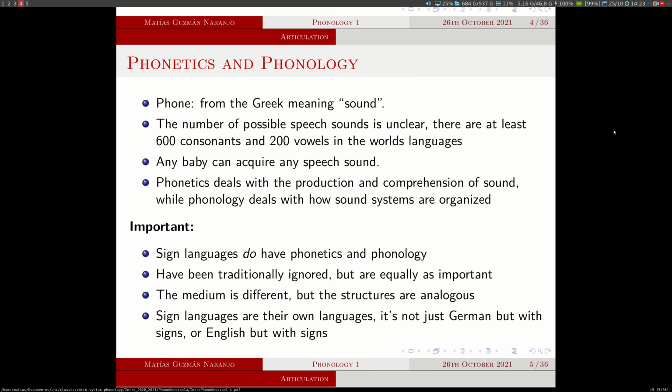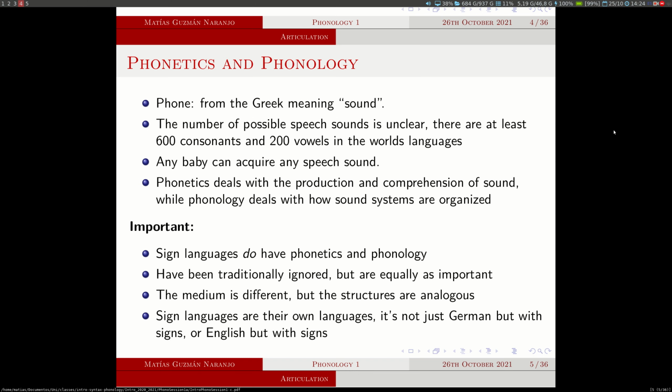And even adults can, for the most part, acquire any speech sound, although it becomes progressively harder. And as I speak about different sounds, you will see I cannot pronounce them all, and we don't expect you to be able to pronounce all sounds that we will learn about, but you should be able to understand how those sounds work. Now, phonetics deals exactly with the production and comprehension of sound and the physical properties of the sound waves. Phonology, in contrast, deals with how sound systems are organized.